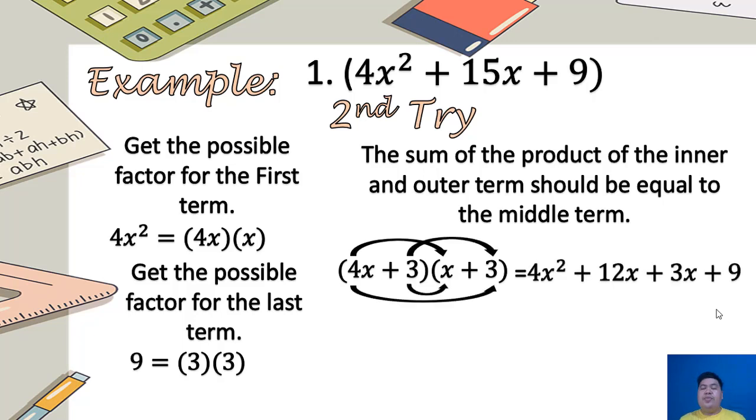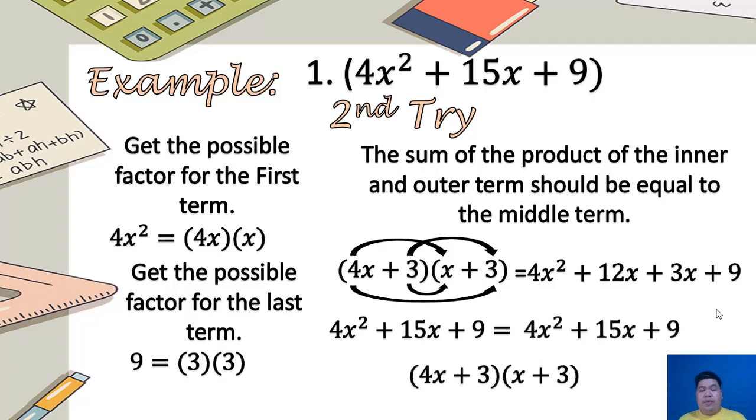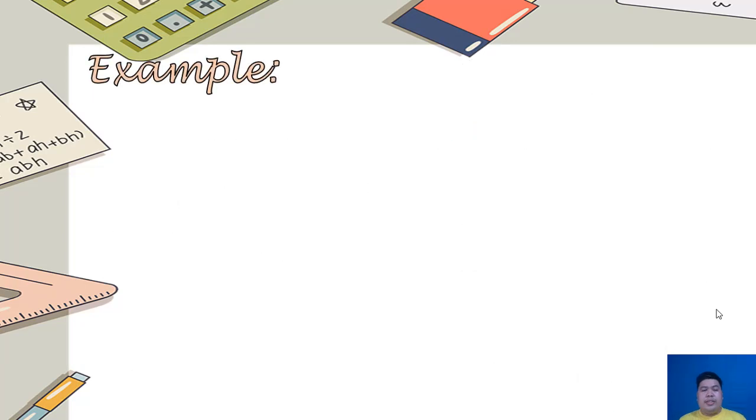Then we will have 4x squared plus 12x plus 3x plus 9. Then remember, just combine the like terms, which are 12x and 3x. We will have 4x squared plus 15x plus 9, which is equal to the given. Now we have (4x plus 3)(x plus 3) as the factor of 4x squared plus 15x plus 9. Now, let's try to have another example.